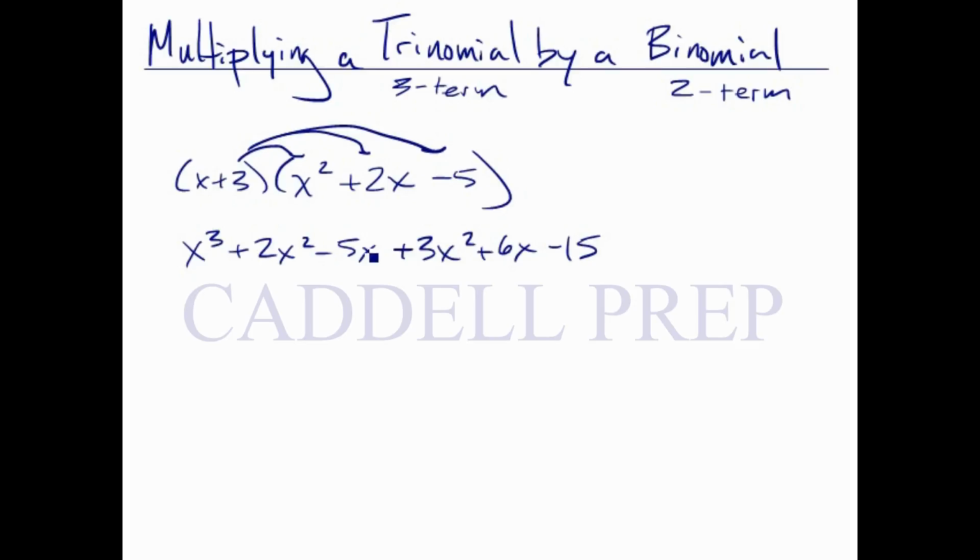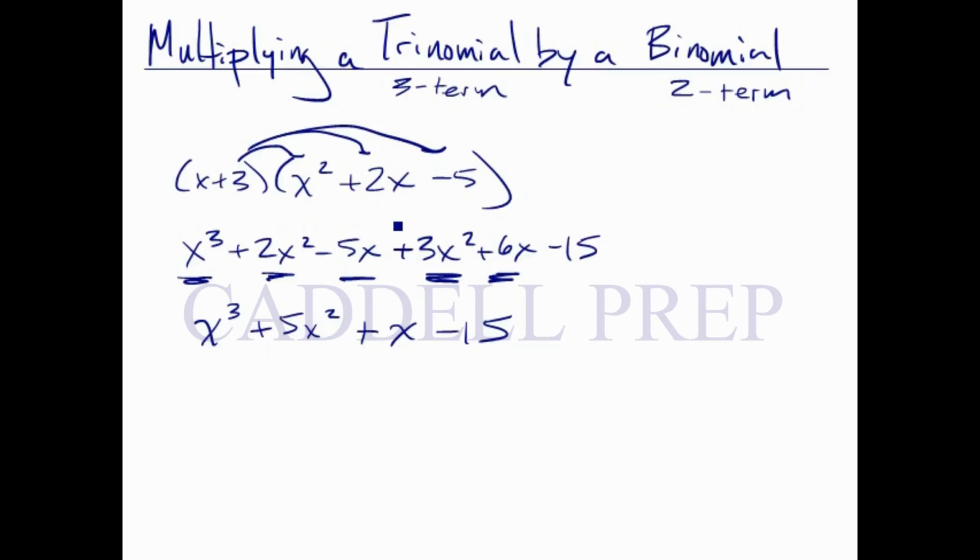And just like we did before, we're going to combine like terms. So x cubed, there's no other x cubed term, so we have x cubed. I'm going to underline it so I know that's accounted for. Now let's go to the x squareds. 2x squared, 3x squared, add together to give us 5x squared. So those are accounted for. Negative 5x and 6x add up to positive 1x, so plus x. Okay, and now I have negative 15, so minus 15. So after we distributed and combined like terms, we have x cubed plus 5x squared plus x minus 15.